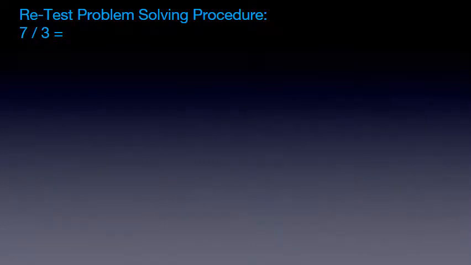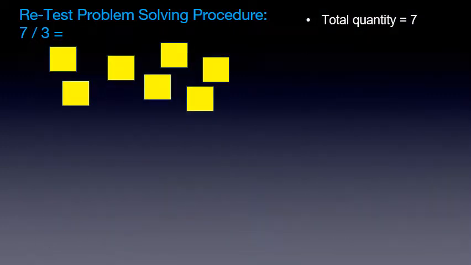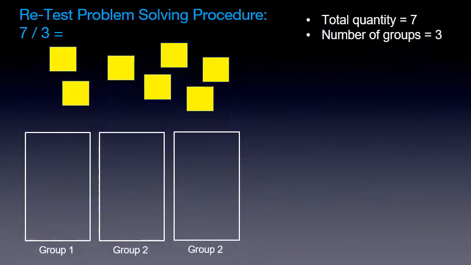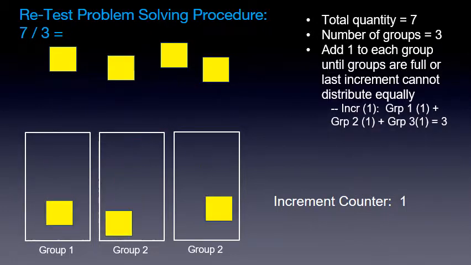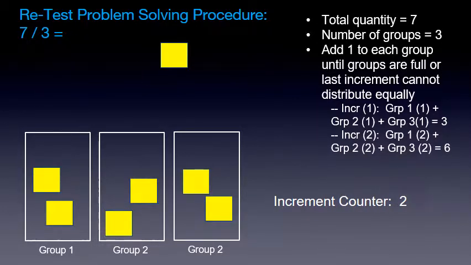Now we're going to retest our problem-solving procedure with new values of 7 divided by 3 equals. Total quantity equals 7. The number of groups equals 3. We're going to add 1 to each group until the groups are full, or the last increment cannot distribute equally. In increment 1, group 1 has 1, group 2 has 1, and group 3 has 1 for a total of 3 across the groups. In increment 2, group 1 now has 2, group 2 has 2, and group 3 has 2 for a total of 6.